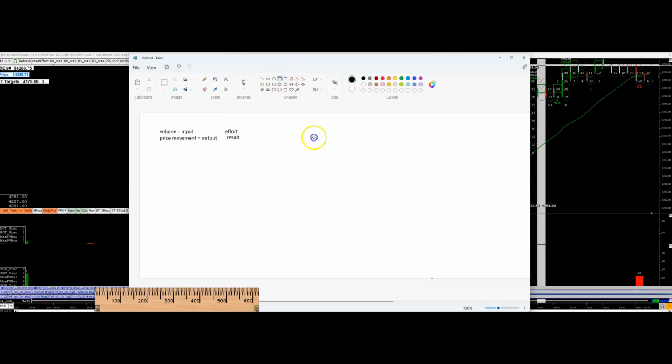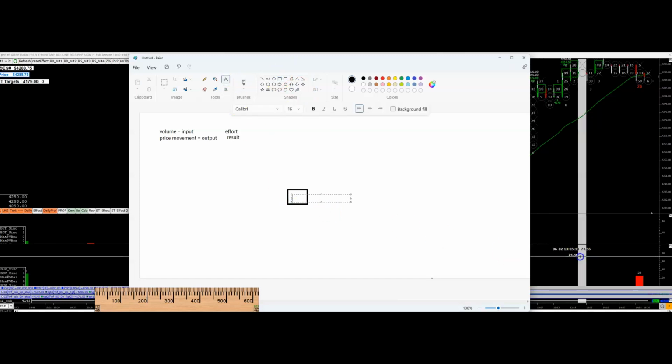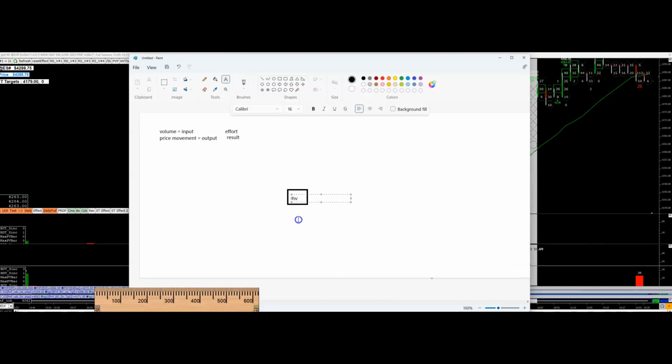When you have high volume, you say, okay, this is the input, right? You have a price level, whatever price level, and there's high volume. What is the result of that? If it starts going up, you know that this volume was the effort, and the result was like the Eiffel Tower over here.